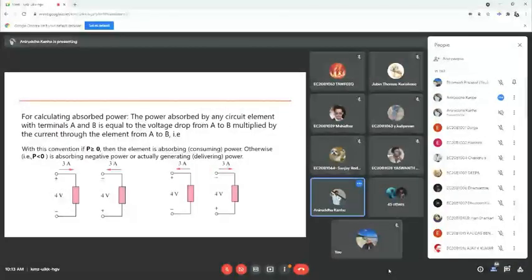So how can we do that from the sign convention of the circuit? For calculating the absorbed power, if any circuit is given to us, we have to first find out the power. So what is power? V into I. For this element, you want to find out whether it is absorbing the power or delivering the power. So what is the first step? The first step is to find out power. So V into I.